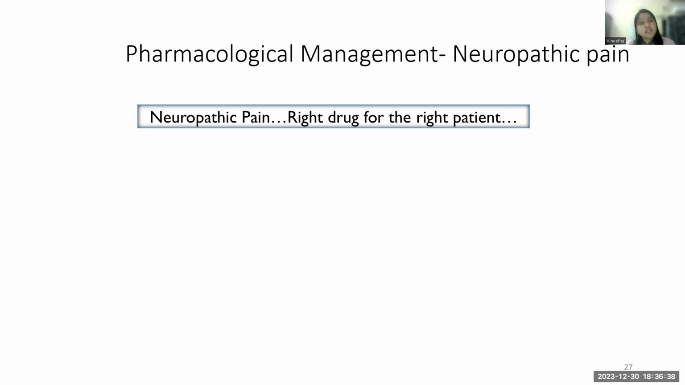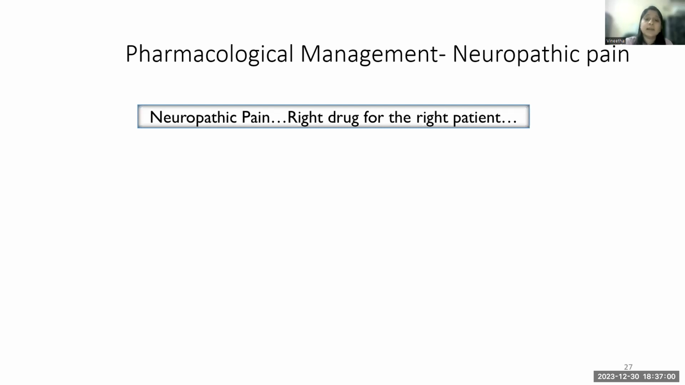And if the patient is having sleep disturbance, so my choice, I would say, if the patient is having mood disturbance, I will go for duloxetine. If the mood is okay, but some kind of sleep disturbance, I will go for amitriptyline, because amitriptyline is more sedating than duloxetine, so the patient will get a better sleep with amitriptyline. That is how I go about it.